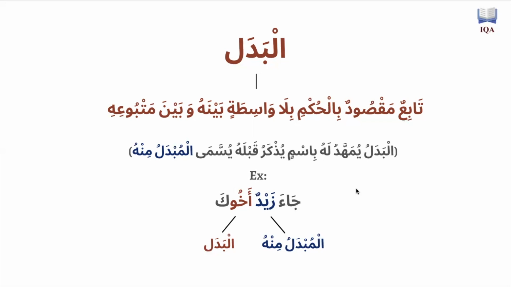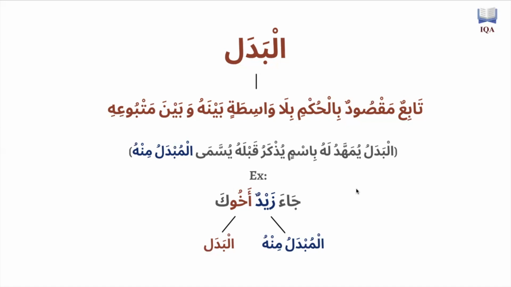So Zaydun is going to be the mubdalu min, and akhuk is going to be the badal, and the badal always takes the same exact i'rab as the mubdalu min. So if Zayd was Zaydan, for example, it would be akhan or akhaka. And if Zayd was majrurun, so it was Zaydin, it would be akhika, and so on. So that's what the badal is in a very brief sense.